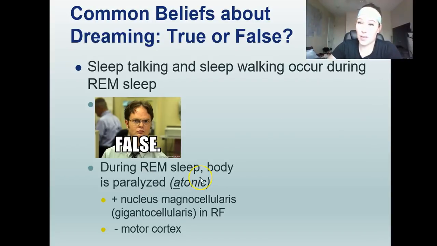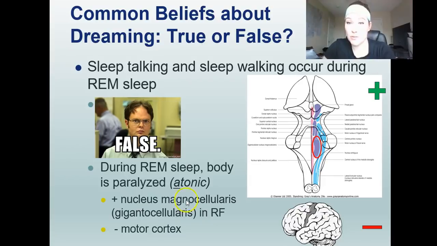So during REM sleep, the reason you can't walk or talk is because of the core muscle atonia that happens during REM sleep. And the area of the brain that's responsible for this muscle atonia is the nucleus magnocellularis. Basically, that's right here. This is the pineal gland. So this is a horizontal view of the brainstem with your thalamus here, right?